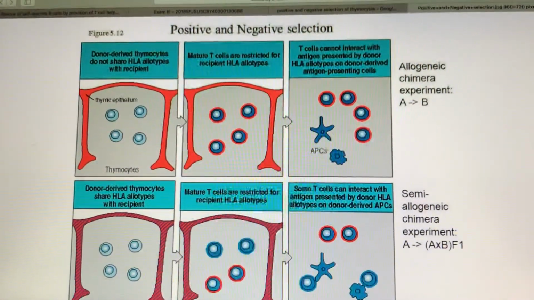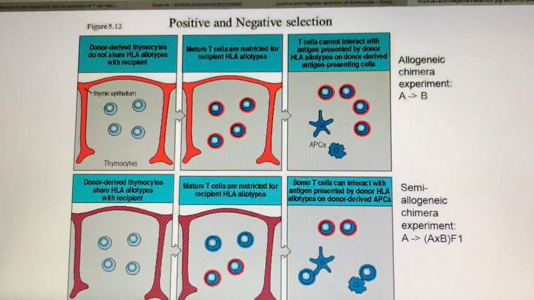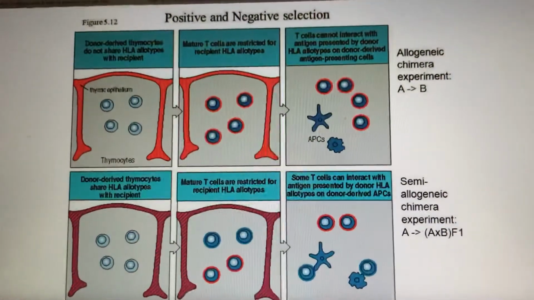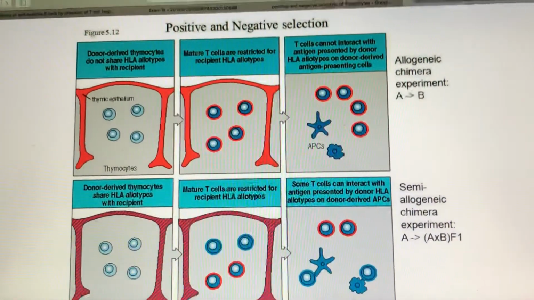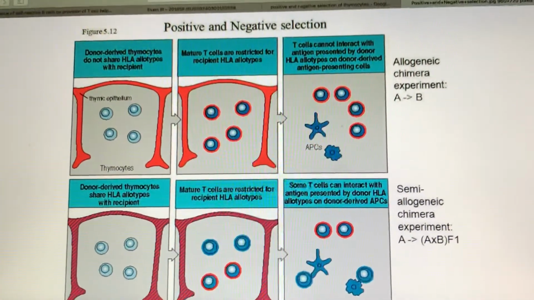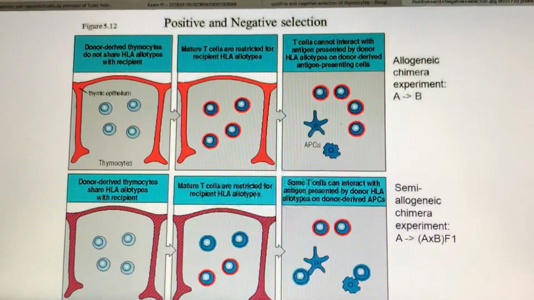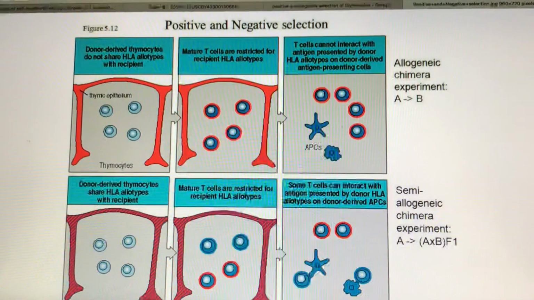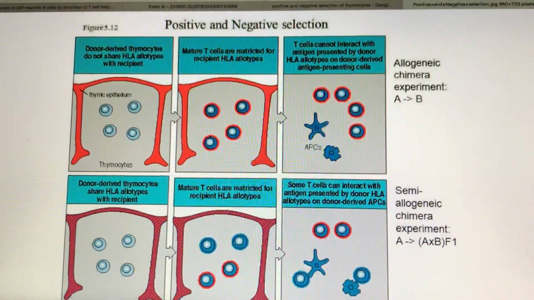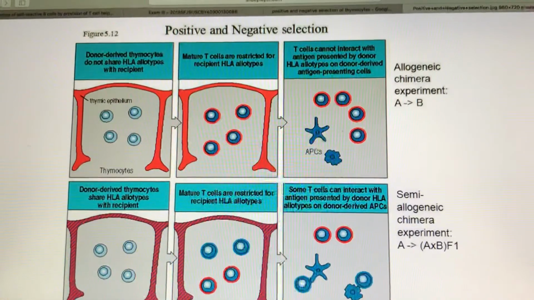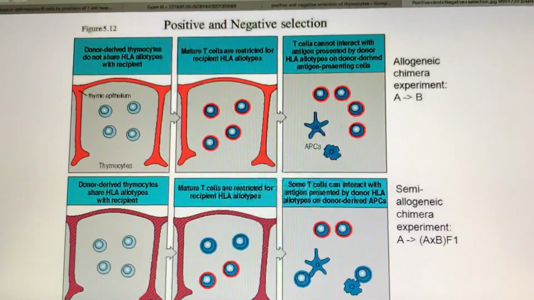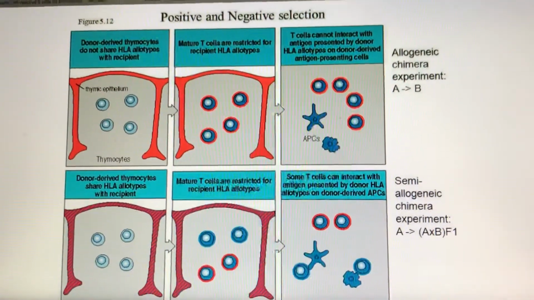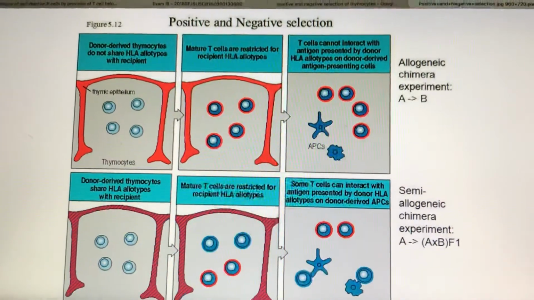Positive selection emerges out of the cortex. It's a double positive thymocyte that resides there. We'll then see interactions with self-antigen in the cortex with self cells and MHCs, resulting in either a CD4 or a CD8, which depends on what MHC is being produced.